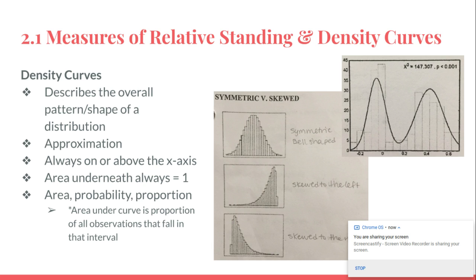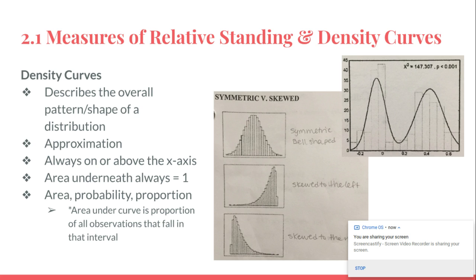Also, there are density curves, which have many characteristics. First, they describe the overall pattern shape of a distribution, and they're an approximation of it. They are always on or above the x-axis, and the area underneath always equals 1. And then the area represents probability or proportion. The area under the curve is the proportion of all observations falling in the interval.